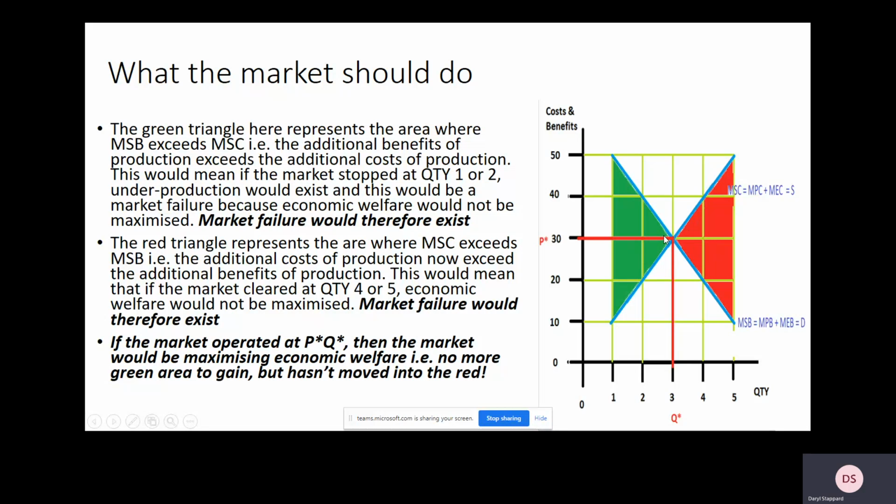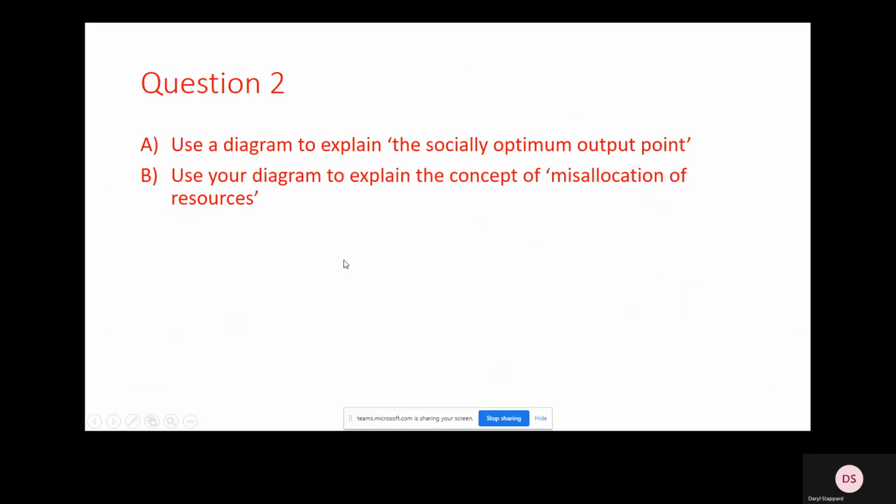So if you stop before Q star, you're going to have underproduction. If you go beyond Q star, you're going to have overproduction in the marketplace. So if you stop before 3, it's a market failure. If you go beyond, it would be a market failure. The only place where we maximize economic welfare is at P star Q star in that diagram.